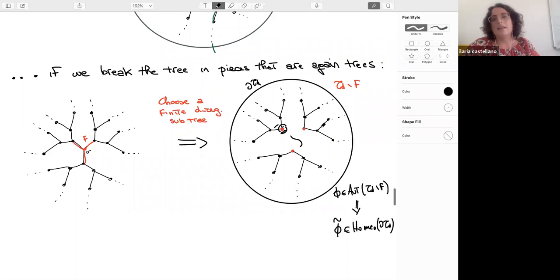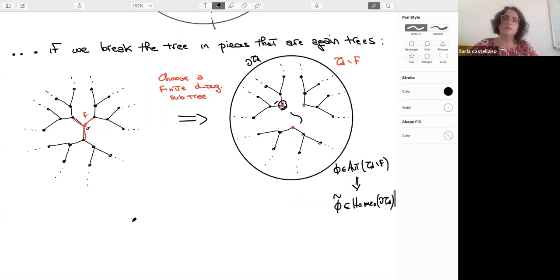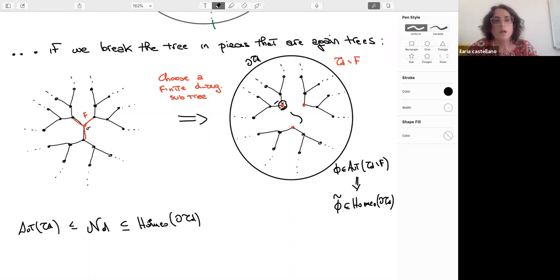But the detailed definition you can find in the notes, and what I wanted to say is that now we got a group, because it's also possible to compose these elements here. Now we get something which is called Neretin's group ND, and this is contained in the homeomorphism group of the boundary. And this guy here contains the automorphism of the tree as a subgroup.